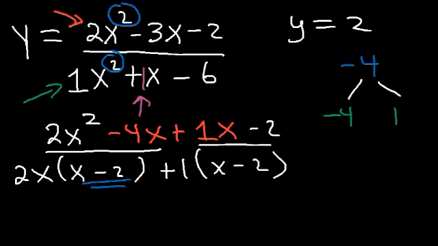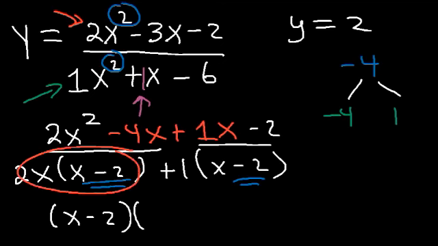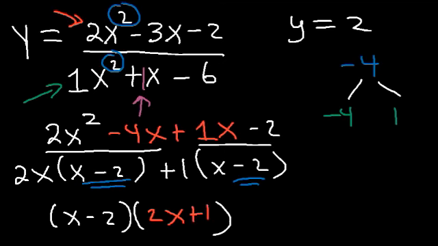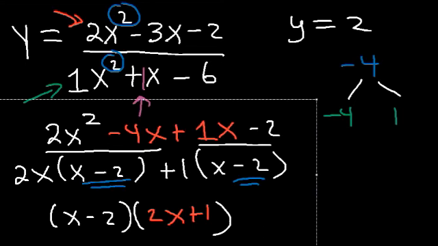If these two terms are the same, then you're on the right track. So we need to factor out x minus 2. If we take out x minus 2 from this term, what's left over is the 2x. And if we remove x minus 2 from this term, what's left over is the plus 1 on the outside. And so that's how we can factor the numerator. So let's rewrite the equation.